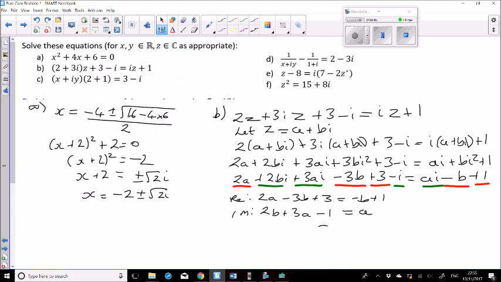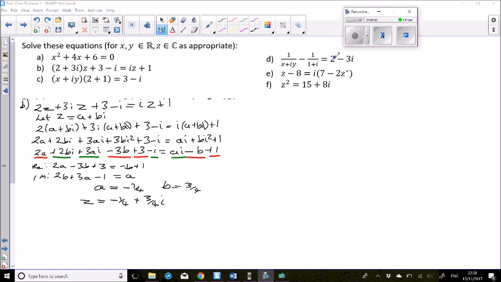So a is negative a quarter, b is 3/4, so that means z is negative a quarter plus 3/4 times i.